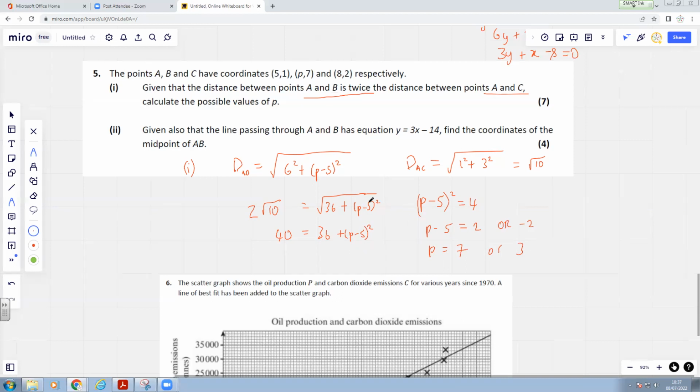I bet some of you squared out the brackets there and ended up with a quadratic and solved it. And you might have got it right doing it like that, but always look for shortcuts. I'm a big fan of shortcuts in life. I don't like doing things the hard way.